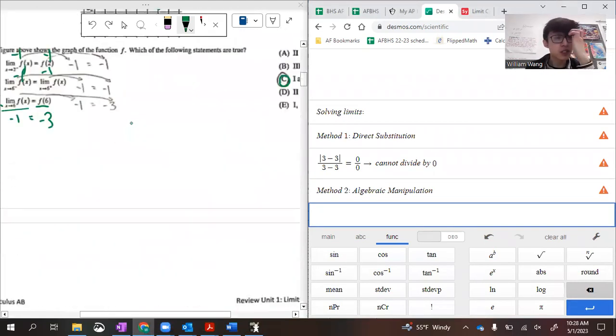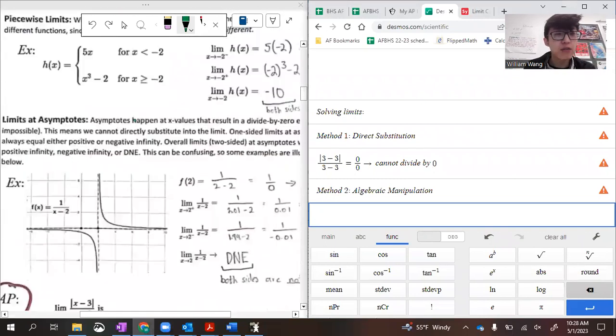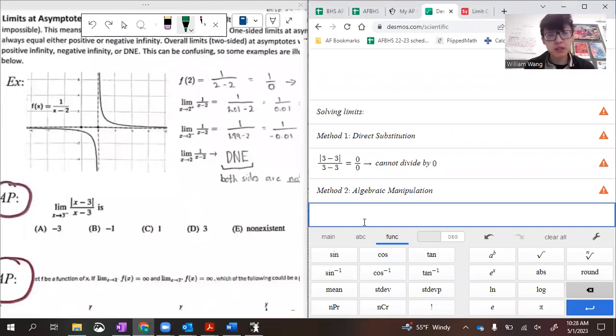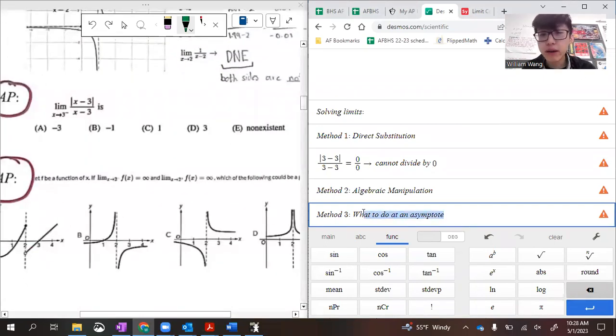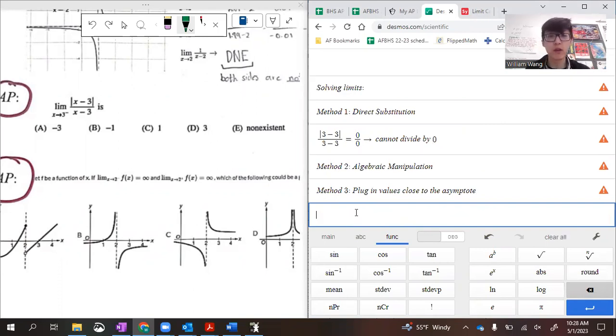All right, so you'll see this is in the category of vertical limits at an asymptote, because method 3 is basically what to do at an asymptote, right? And the method directly is this: plug in values close to the asymptote to see if it's going to positive infinity, negative infinity, that sort of stuff. So that's exactly what we're going to do here. I'm going to plug in a value that's close to 3 from the left. So what value would that be? I'm going to choose from the left, I'm going to choose 2.99, right?